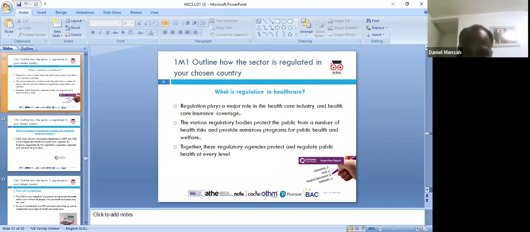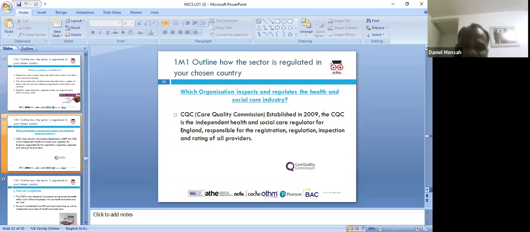Regulation in health and social care. Yes, regulation plays a major role in health and social care. One of those is care insurance coverage. I've mentioned that there are insurances that people can take as an additional cover privately to help them in their care. Now, we cannot talk about the regulatory part of healthcare without talking about CQC.